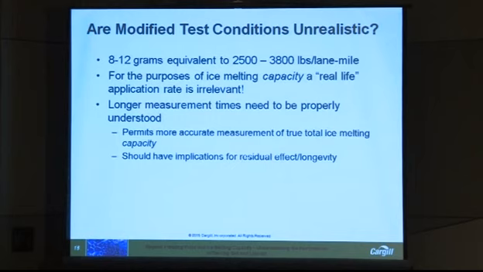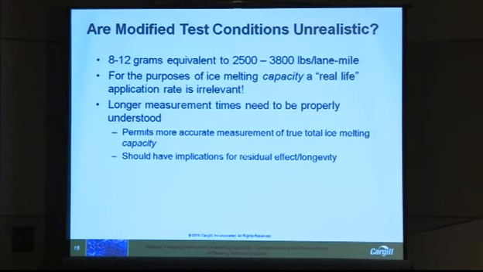If I go to an 8 to 12 gram application rate in the SHARP test, that's equivalent to about 2,500 to 3,800 pounds per lane mile of salt. Obviously, that's enormously higher than what we actually use in practice. And you might be tempted to say that this invalidates the test, that this data is no good if I'm that far outside of what we really do in the field. But be a little bit careful before making that conclusion.